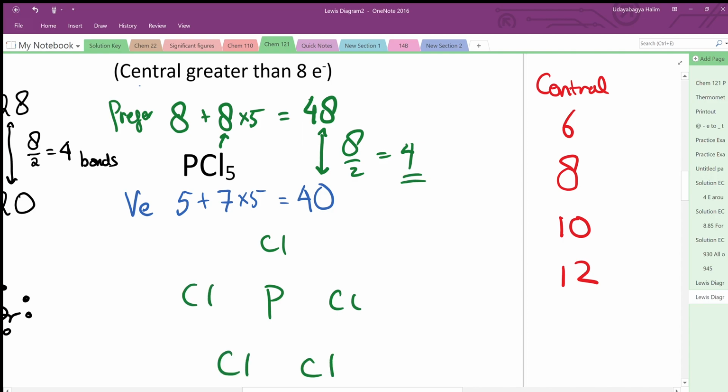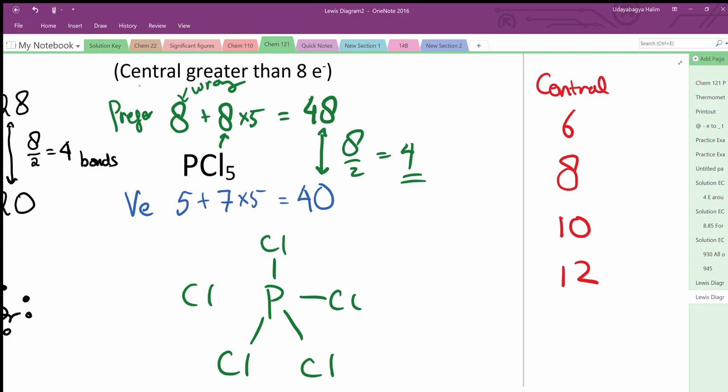But I only have 4 bonds to give. So 1, 2, 3, 4. I don't have any more bonds to give. So that means this is wrong. So this is wrong. Right? So in order to make it, I have 5 chlorine in here. So at least I need to have 5 bonds.